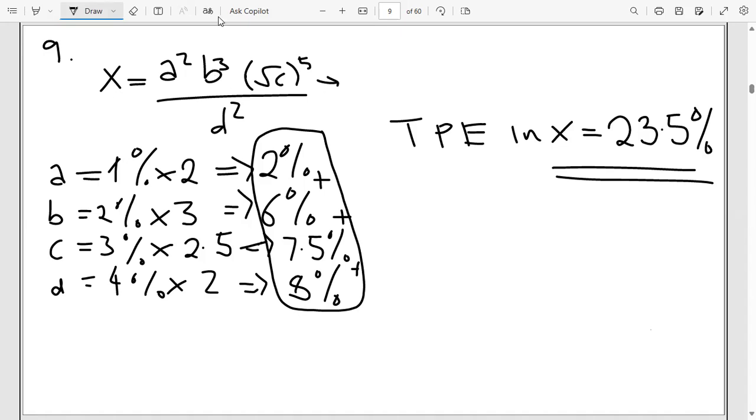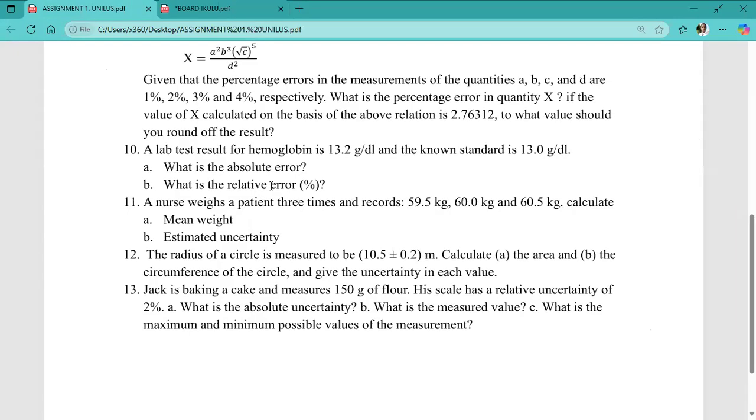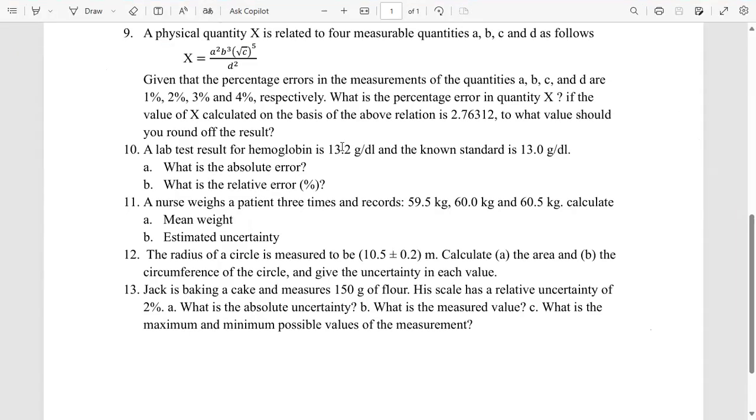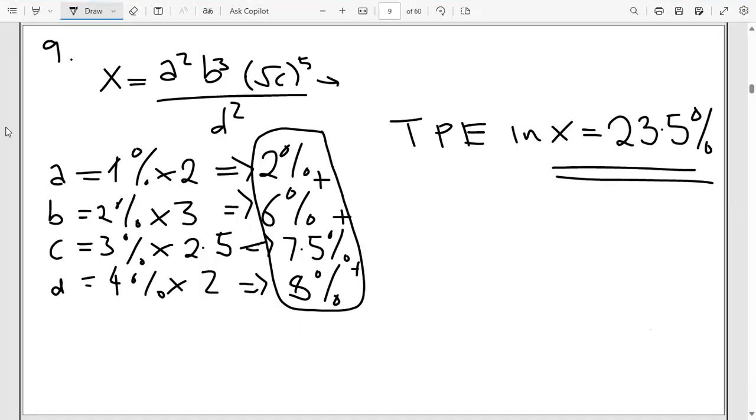The next question was saying, since the actual calculated value is 2.76312, to what value should you round off the result? To what value should you round off your result? Okay, so we're going to use this same calculated value of X that they've given us to say this is equal to 2.76312. This is the value that they've given us.